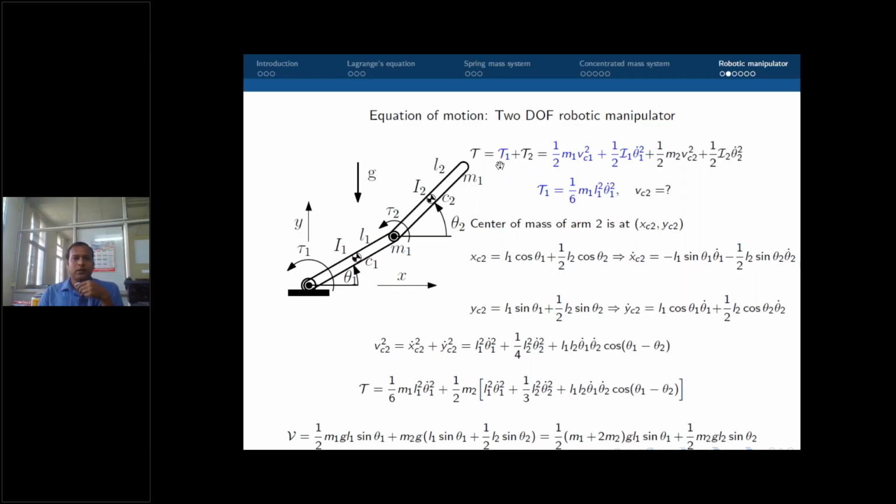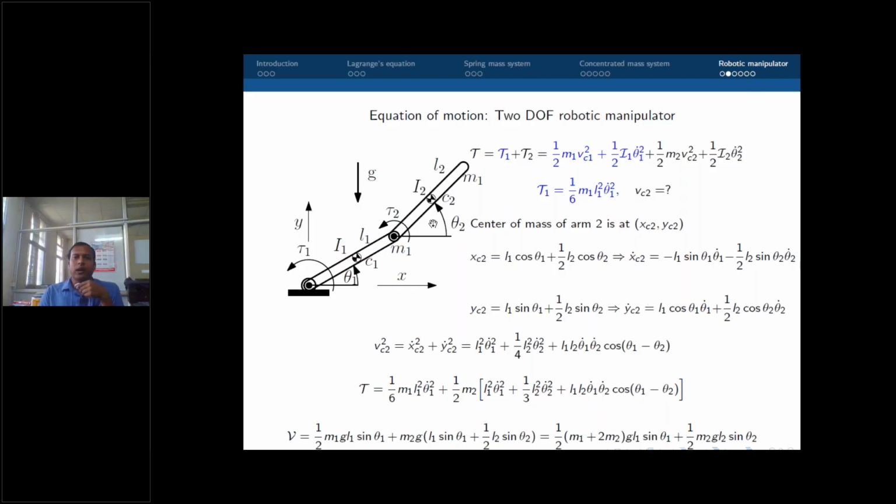So let us define the kinetic energy of the system. I have written here T equals T1 plus T2. T1 in blue color is the kinetic energy associated with the first term, and T2 is associated with the second term. First, in blue, I have written T1 equals half M1 dC1 square. C1 is the center of mass of the first term, and C2 is the position of the center of mass of the second term.